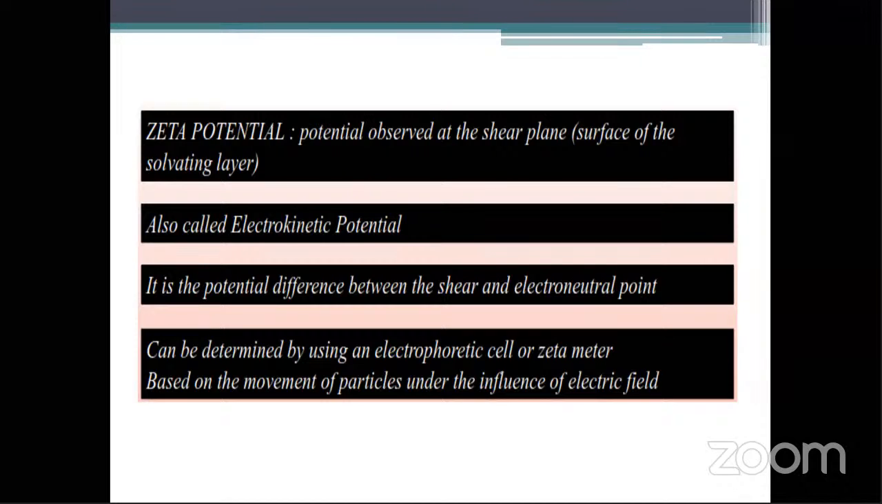This zeta potential can be determined by using an electrophoretic cell or zeta meter, that is also known as zeta sizer, based on the movement of particles under the influence of an electric field. I told one name of instrument, zeta meter. With a zeta meter we can determine only the zeta potential value, but the zeta sizer is a very important instrument. By using the zeta sizer we can determine particle size as well as zeta potential value.